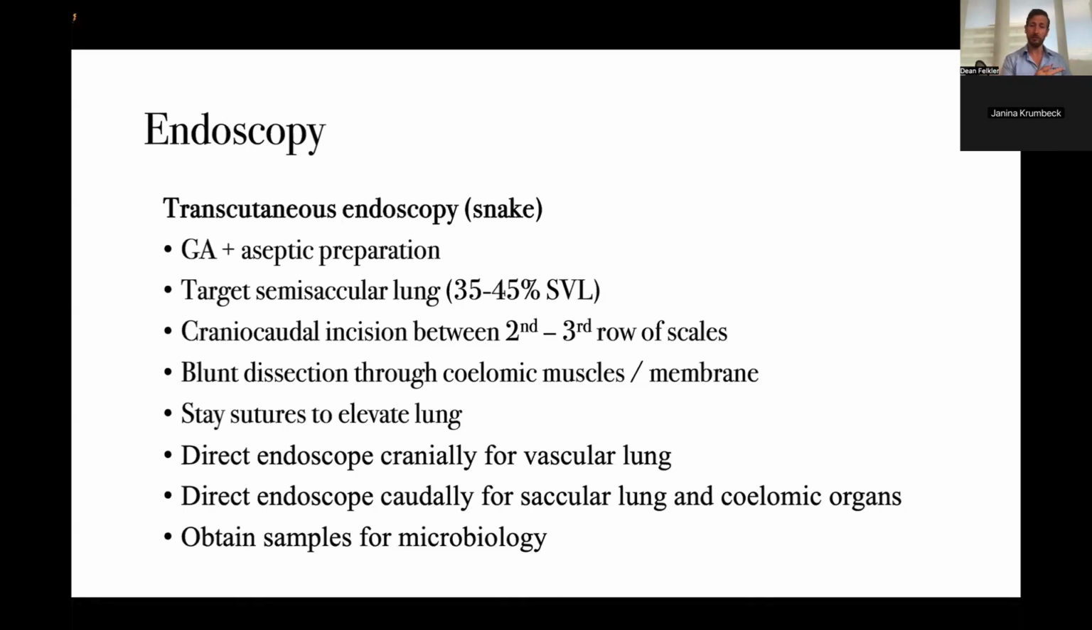And you can direct the scope cranially, and you can obviously see the vascular cranial part of the lung. And then you can turn it around and pass the scope caudally, and then you can see the saccular part of the lung. And as it's so thin, you can see the coelomic organs through that thin membrane as well. And don't forget to take your microbiological samples as well.